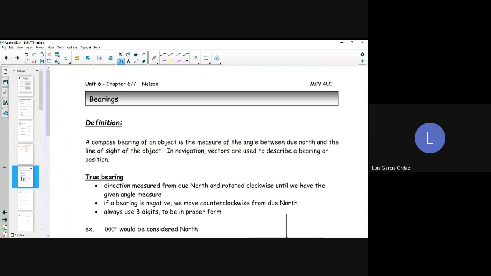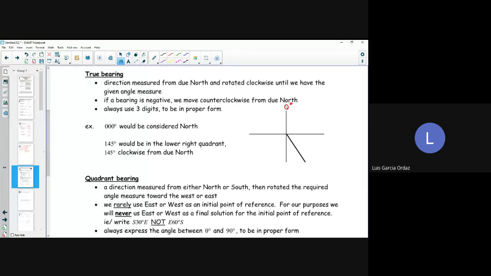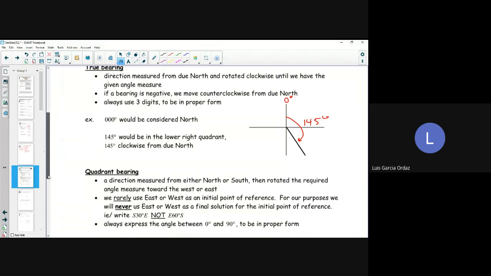So 000 degrees would be considered north, which means this here is going to be north. 145 degrees would be in the lower right quadrant. From here to here, this would be 145 degrees, and this is 145 degrees clockwise from due north. So everything is either going to be referred from north or south. Again, if you've done physics, this might be a bit of review for you.